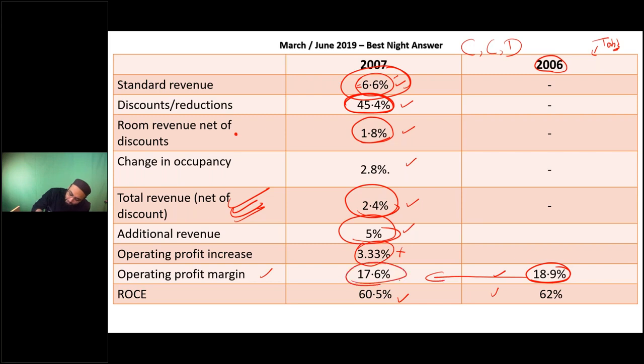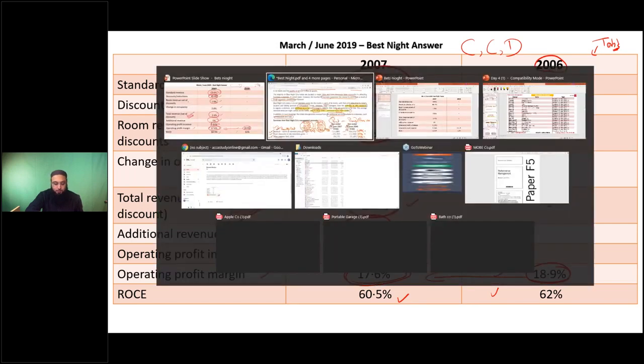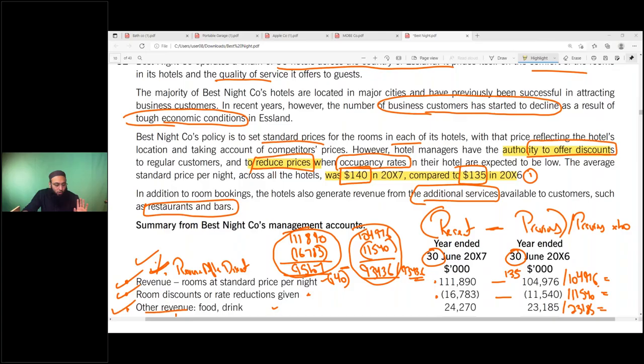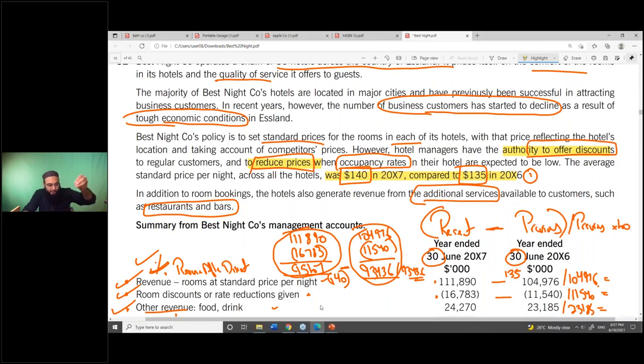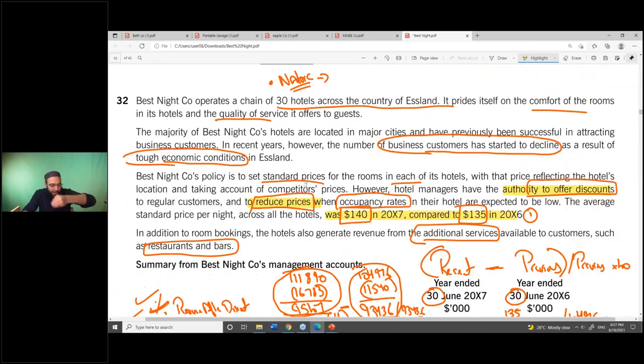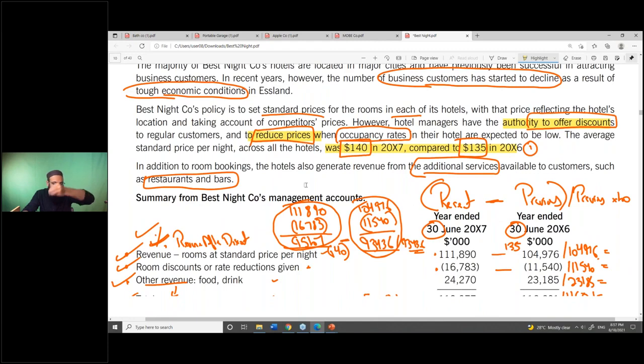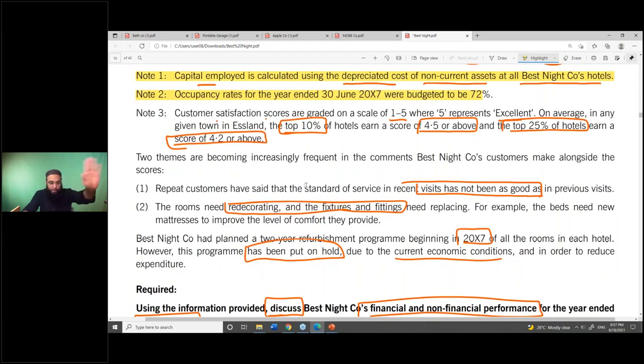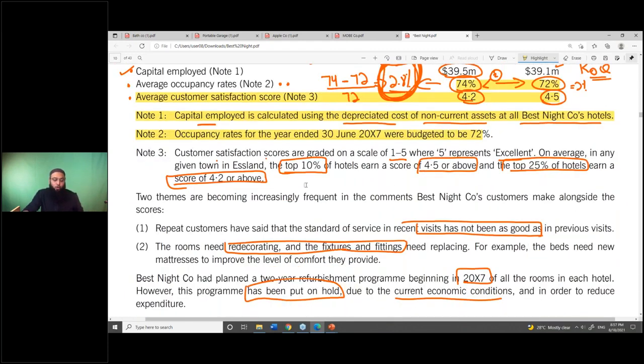From 18.9 came to 17.6. Drop in operating profit margin. In the scenario, can you see whether it's mentioned why it went down? Any direct link? No direct link. So what can you do?